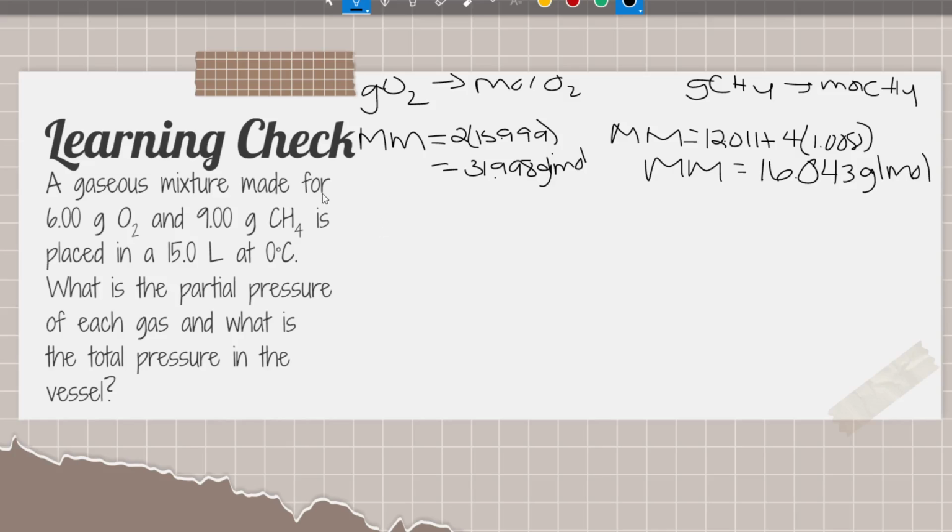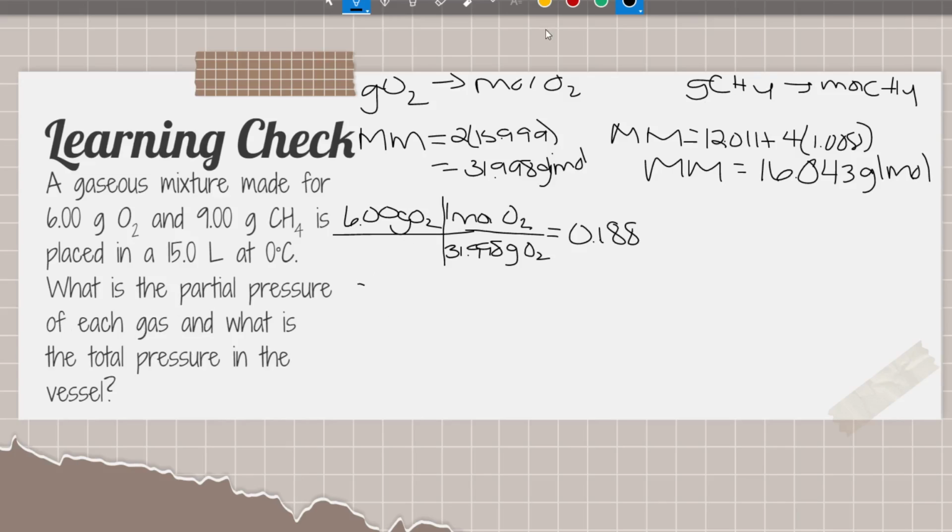Okay, now we set up our conversion. So we start with 6 grams of oxygen, and we want to go from grams, which is 31.998 grams of O2, to moles of O2. And so we get 0.188 moles of O2. Now we're going to solve for pressure.